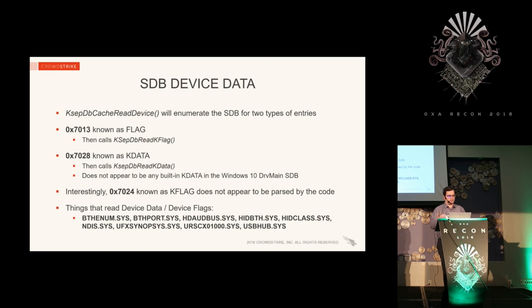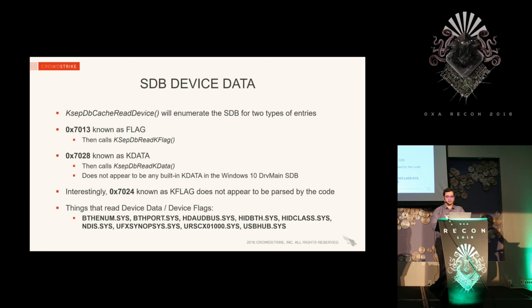So there's a tag 7013, which is a flag, which is read by read kflag. And then there's another tag called kdata, which contains just arbitrary value pair data. So kflag, there's a few of those in the SDB file, and I'll show you some dumps. Kdata, I haven't found anything in my Windows 10 driver main. So it's implemented, but I haven't seen any data other than flags, at least in the inbox SDB that I've got.